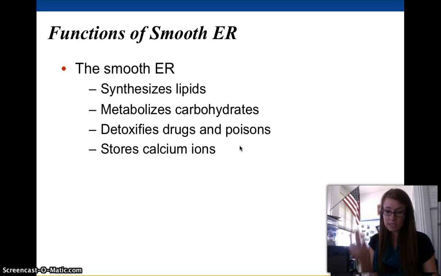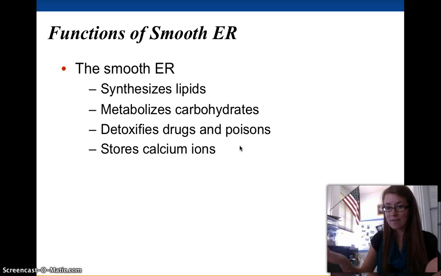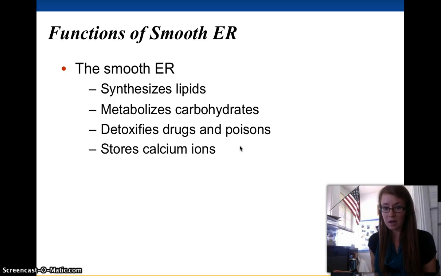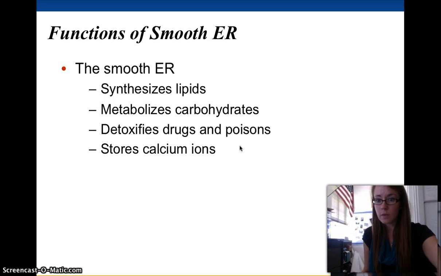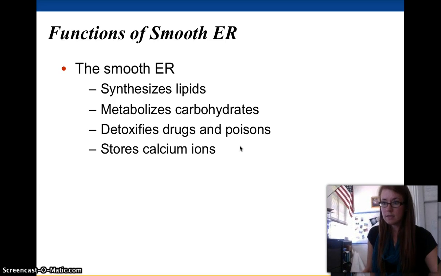And actually, a tolerance to one type of drug may increase your tolerance to everything, because now you just have a lot more smooth ER. And your smooth ER isn't particular to one drug. It's going to do the job for everything. So if you build up a tolerance to alcohol or to one drug, it's going to affect your tolerance to any other drug.